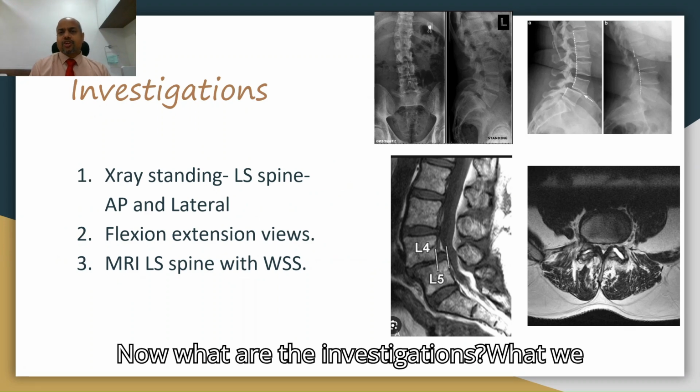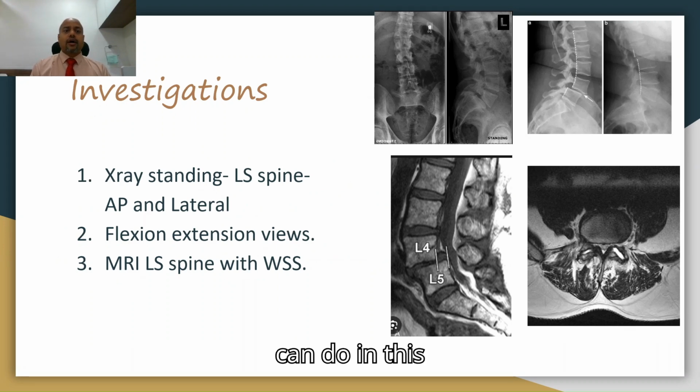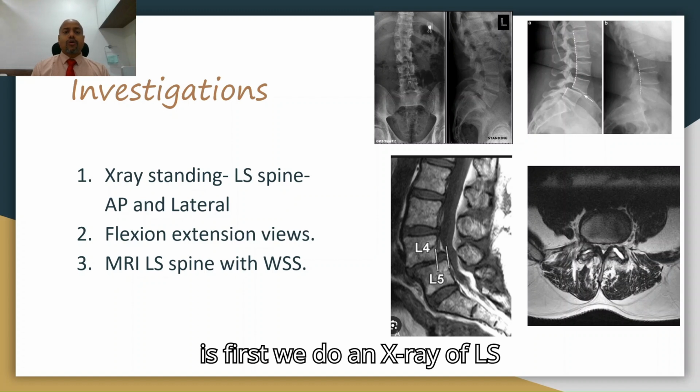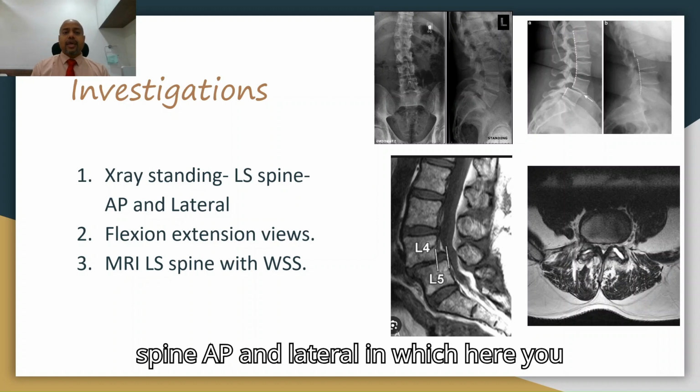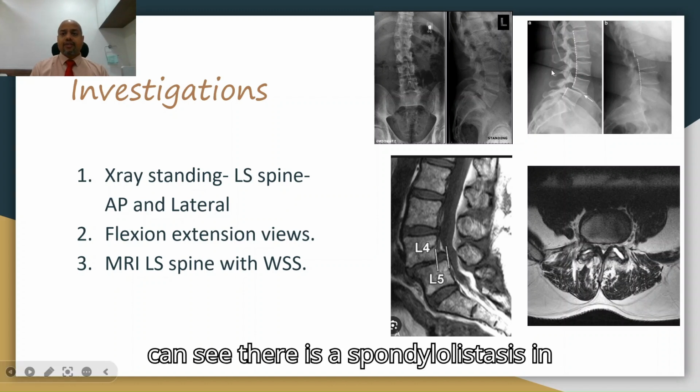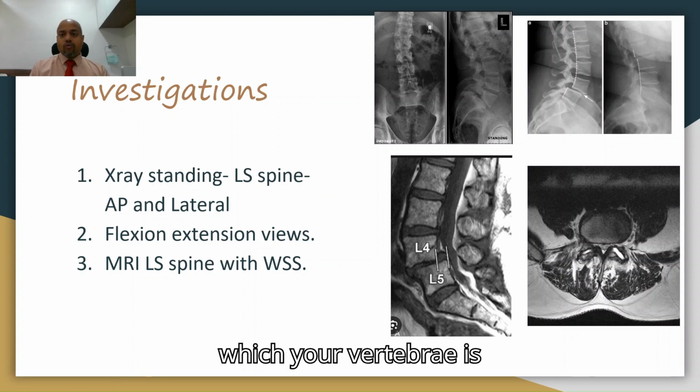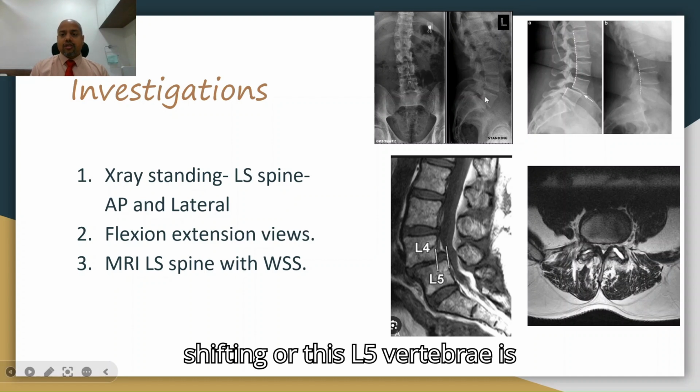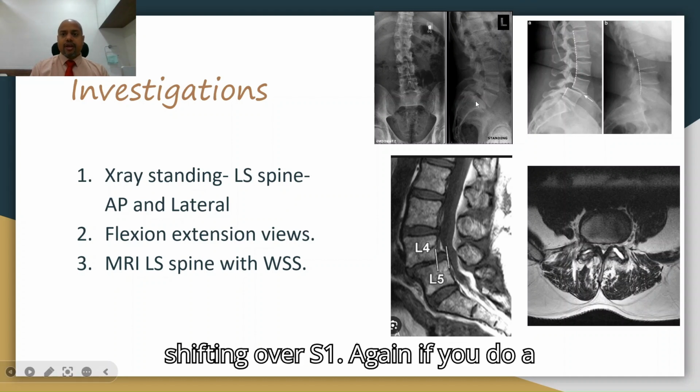Now, what are the investigations? What we can do in this is, first we do an X-ray of the LS spine, AP and lateral, in which here you can see there is a spondylolisthesis in which your vertebra is shifting, or this L5 vertebra is shifting over S1.